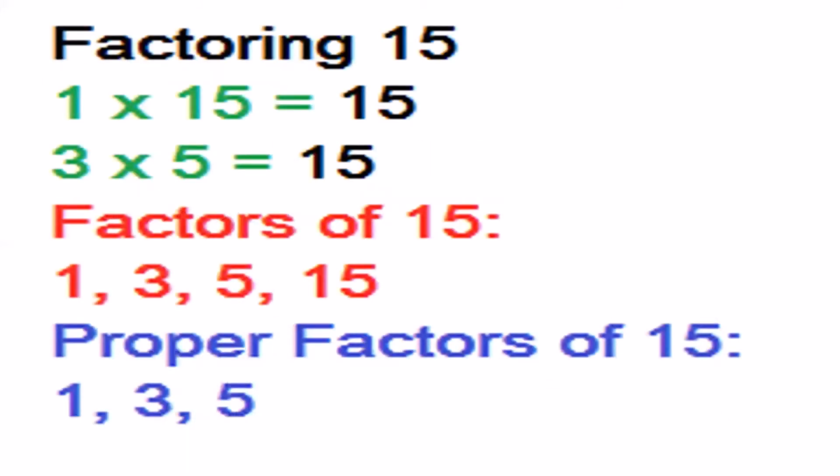Factoring 15. Let's use this for a good example. 1 times 15 equals 15. That was the common law that we just read earlier, that any number that you multiply by 1 will give you itself. Okay, so 3 times 5 gives us 15. So we have more than one factor pair. So this means that we have a composite number. And the factors of this number are 1, 3, 5, and 15. Now the proper factors of 15 will actually be 1, 3, and 5.